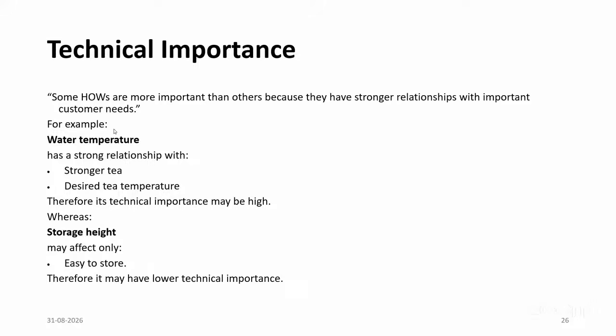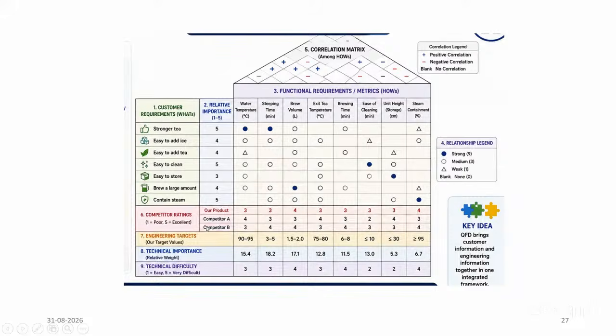For example, water temp is very very important when compared to storage height. So water temperature has stronger relationship with the needs, strong tea and desired tea temperature. So these two are very important. So they get a higher technical importance. So this is point number 8. That is, we are saying technical importance based on customer requirements indirectly, or the customer requirements with more weightage.